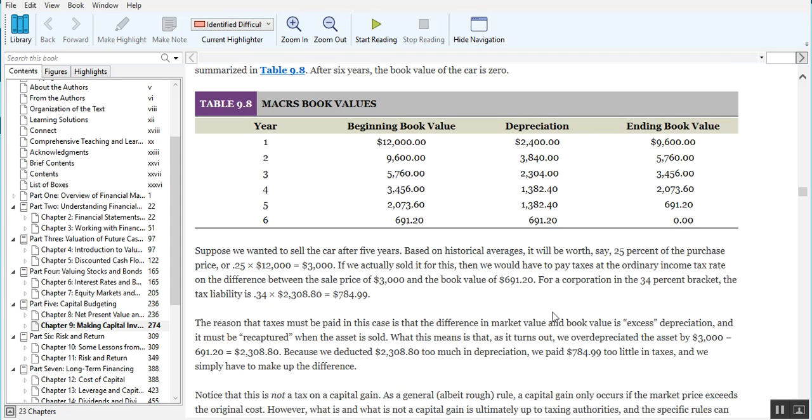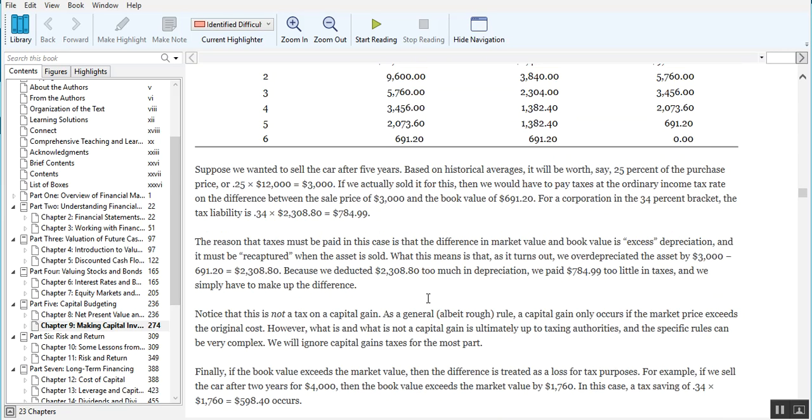So let's suppose that in year 5 we sell the vehicle for $3,000, and we have a book value of $691.20. Selling it for $3,000 with a book value of $691.20 means that we have $2,308.80 in depreciation that is recaptured, or that we've claimed too much depreciation. This is not a capital gain. This is basically a recovery of prior depreciation deducted in our taxes that we need to, again, pay back, or basically recognize that needs to be added back in.